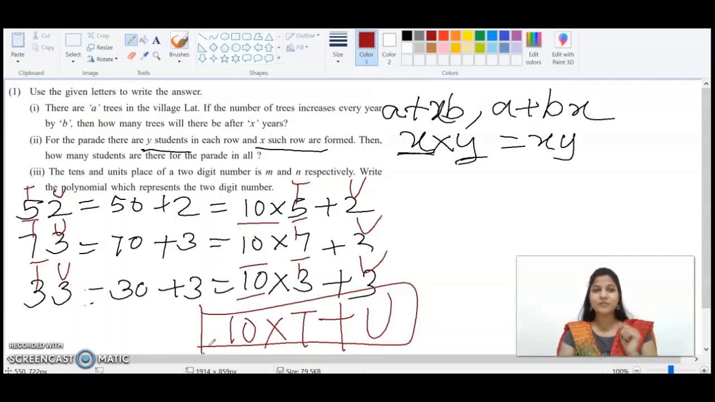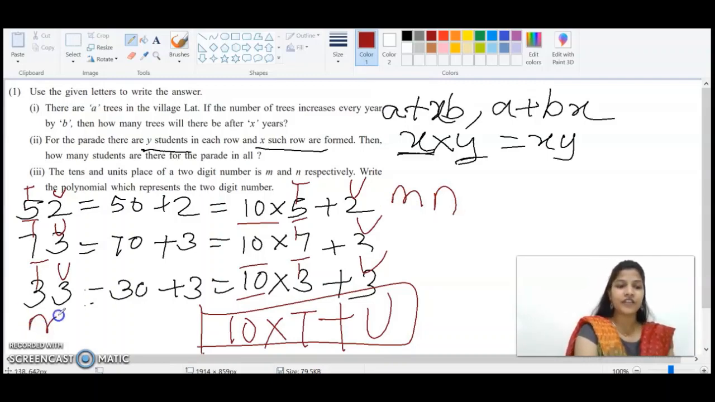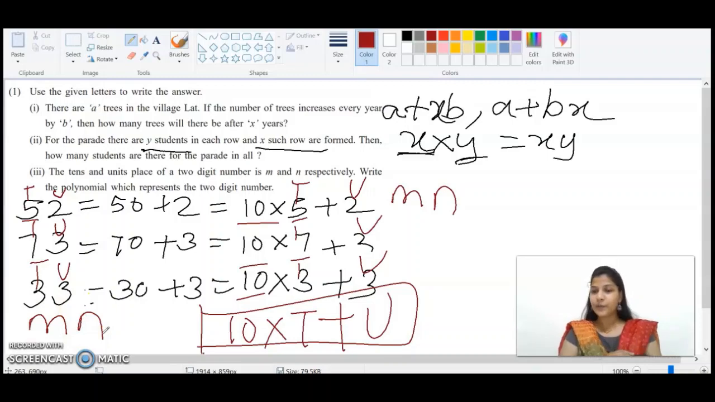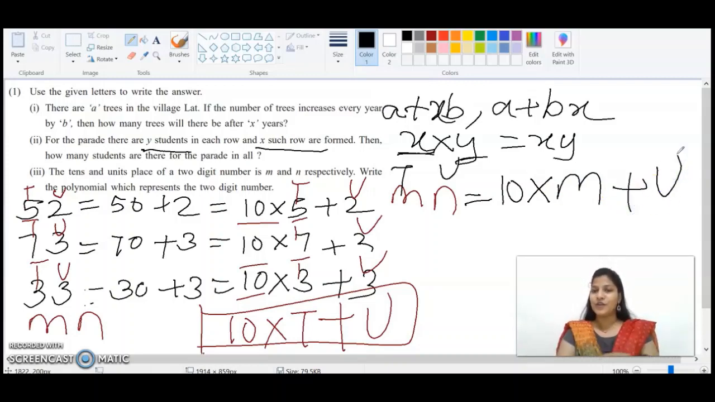Alright. So move on to our question. The tens and unit place of the 2-digit number are m and n. Now what we have is the number with digits m and n. Instead of 52, 73, 33, we have m and n. So how do we represent this here? We will represent it as 10 into tens place. n is at the units place, m is at the tens place. So 10 into m as its tens place plus n. So what will be the polynomial here? 10m plus n. Alright. So this was the last part of question number 1.